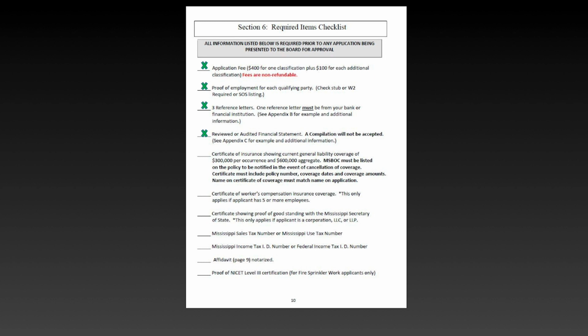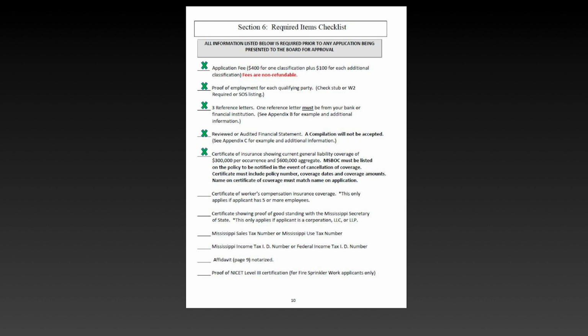MSBOC requires applicants completing a commercial application to provide a reviewed financial statement prepared by a certified public accountant. The reviewed financial statement must demonstrate a net worth of $50,000 or greater if applying for a major classification, or a net worth of $20,000 or greater if applying for a specialty classification. Again, the reviewed financial statement requirement only applies to applicants for a commercial license.